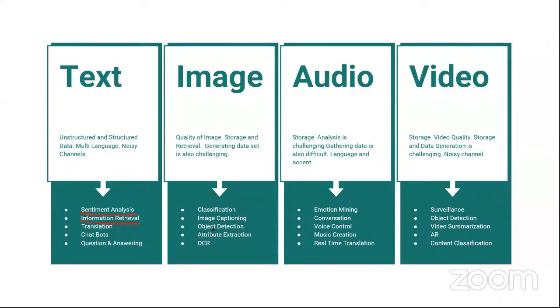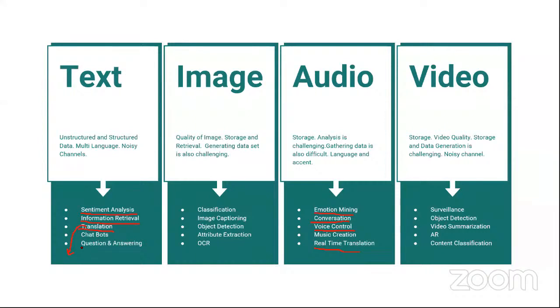Then object detection means given any image, we need to localize where exactly a particular object is present in the image. All these are examples where we are dealing with image data. Audio: emotion mining, conversation, voice control. This is like your Amazon Alexa or Google Home or Apple Siri, real-time translation. But then again, this translation is different from the translation that we have in the text part. This is a translation where you deal with text data.